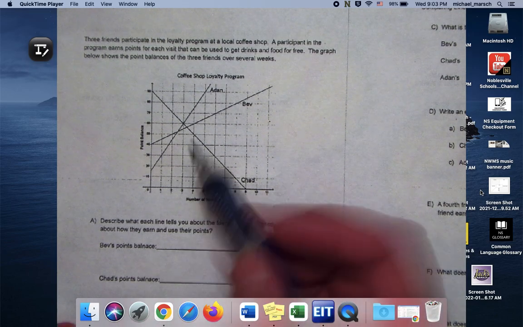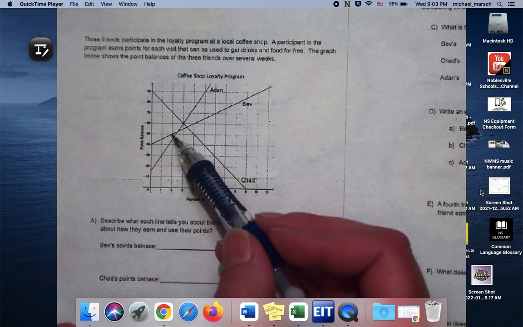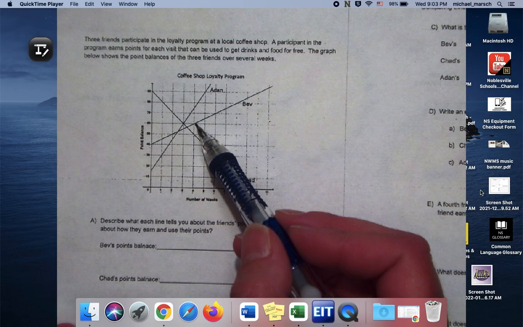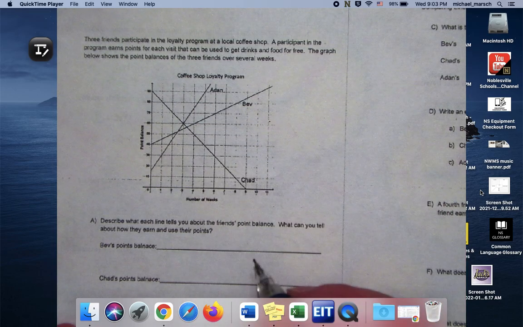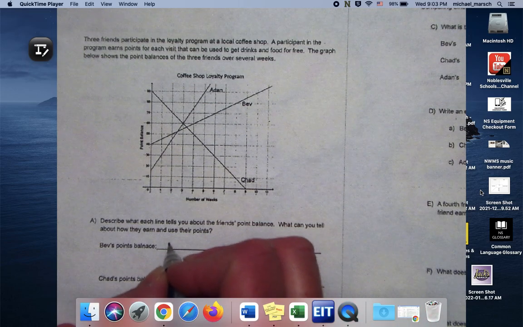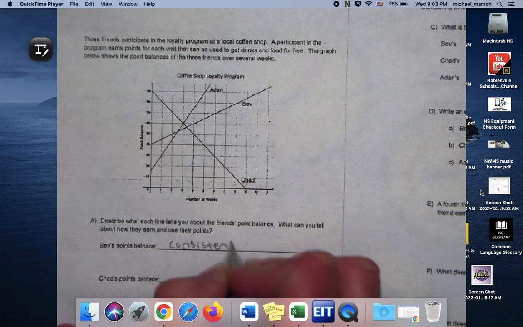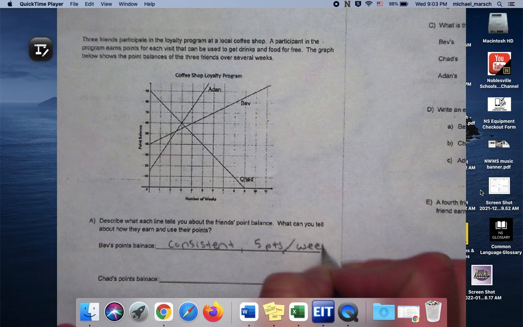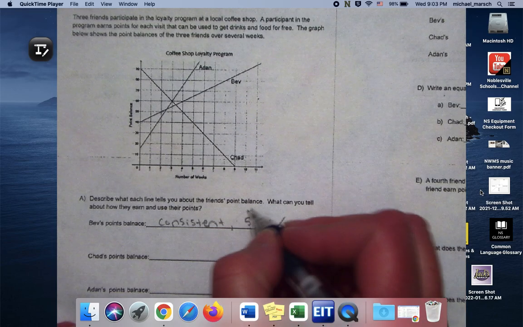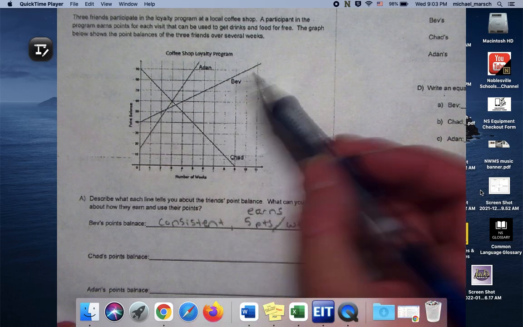Okay, so Bev's points, she pretty consistently earns 10 points every 2 weeks. So about 5 points a week. Right? So what can you tell us about a point balance? It is consistent. 5 points per week. Okay, we'll put earns here because her line is positive, so it's earning.